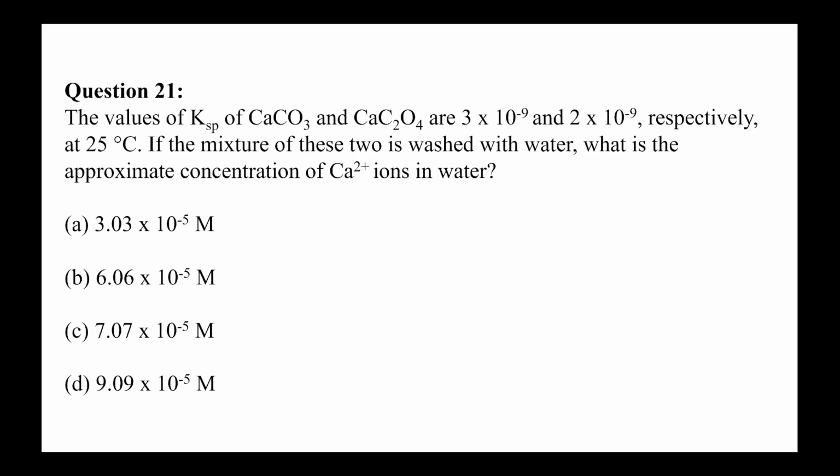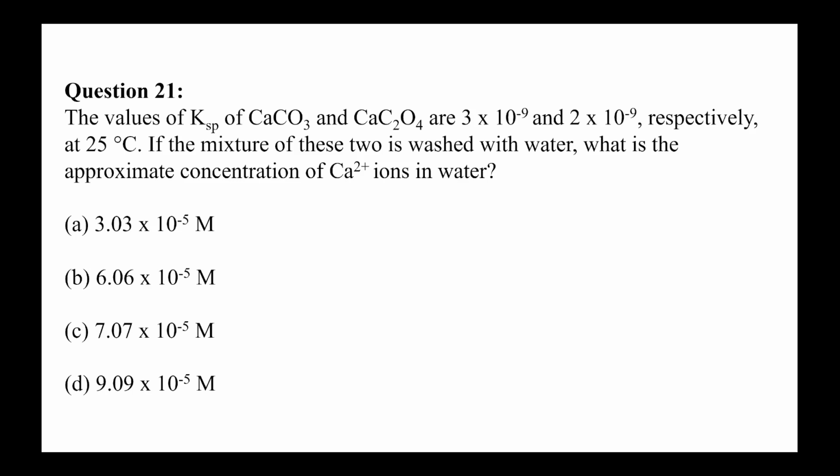Question number 21. The values of KSP of CaCO3 and CaC2O4 are 3 into 10 raised to the power of minus 9 and 2 into 10 raised to the power of minus 9 respectively at 25 degrees Celsius. If the mixture of these two is washed with water, what is the approximate concentration of Ca2+ ions in water? So you have the KSP given for calcium carbonate and calcium chromate, and you have to find the approximate concentration of calcium ions if both of these are mixed and washed with water.